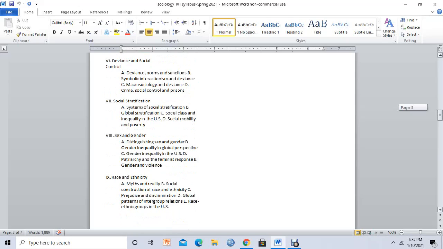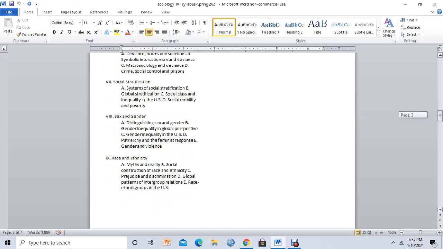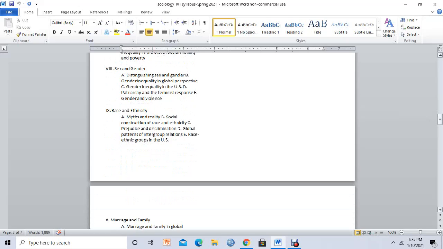The next exam, the second exam, starts out with deviance and social control. We talk about deviance, norms, and sanctions. Real big on the theories, and I'm going to talk a little bit about those more in the first chapter about the sociological theories, which is huge. Social stratification is a system of social stratification, global stratification, social class and inequality in the United States, social mobility and poverty. Of course, in the sociology course, we talk about sex and gender, distinguishing between sex and gender.